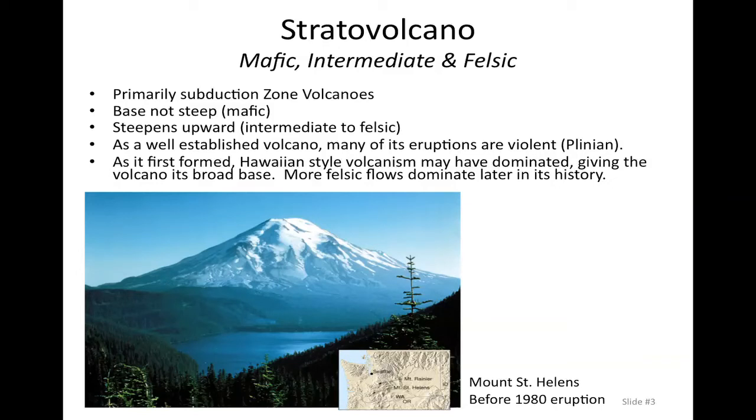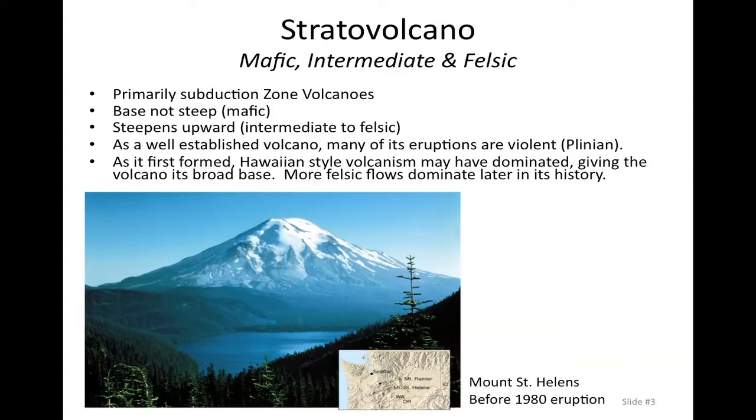Now, stratovolcanoes can actually produce eruptions that come out mafic, intermediate, and felsic. So all the types of eruptions can come out of this particular vent. Now, it depends on what part of the life cycle of this volcano you're looking at too, as to what kind of volcanic eruptions you might see.